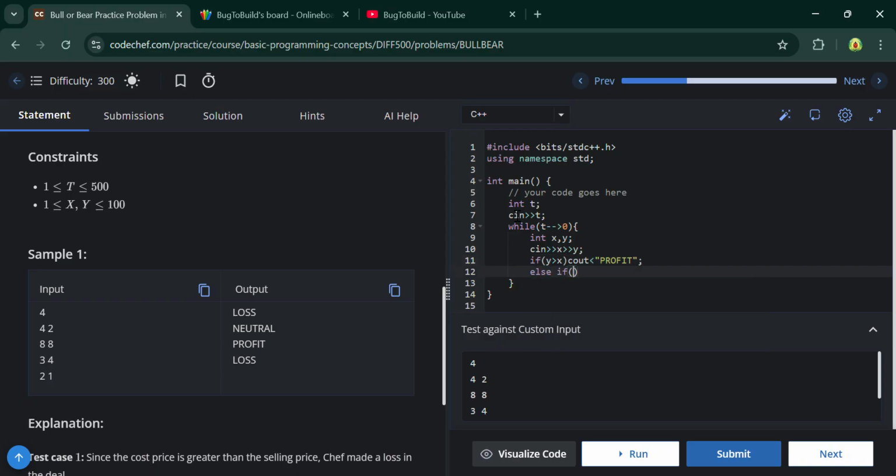Else if x is greater than y, then you just have to do cout loss, and else cout neutral.